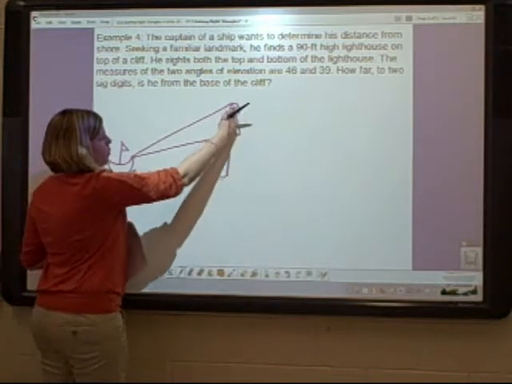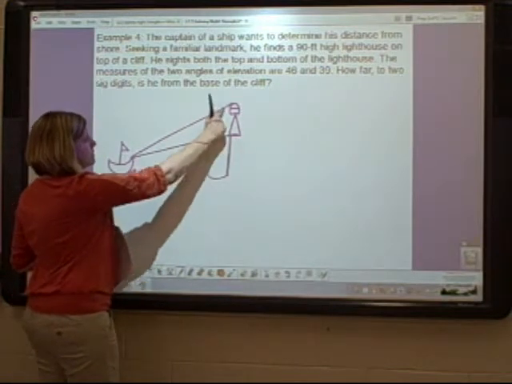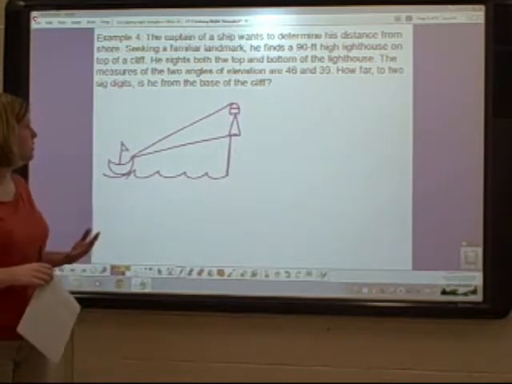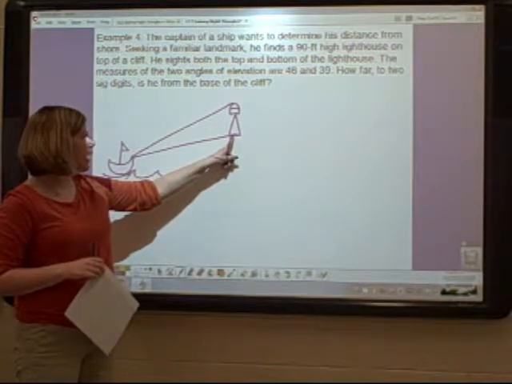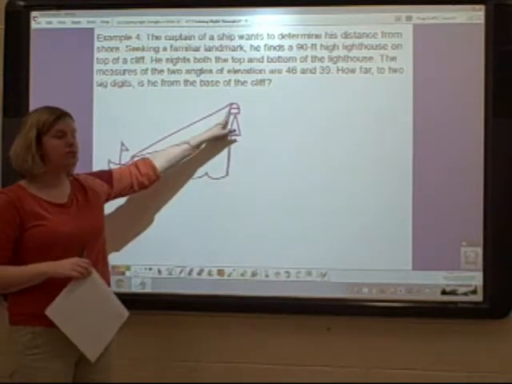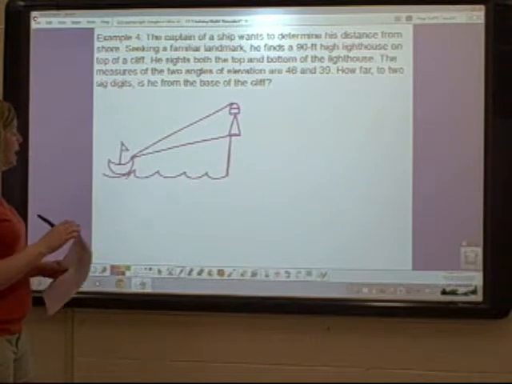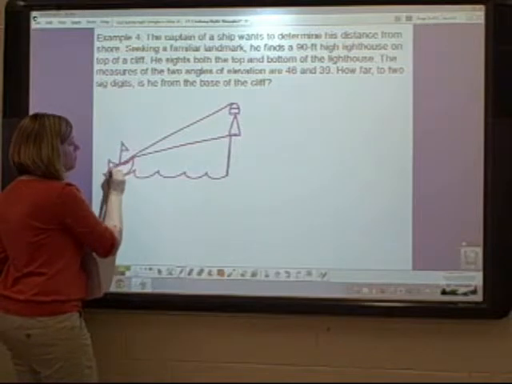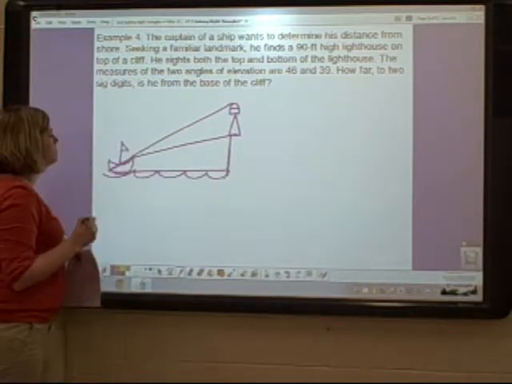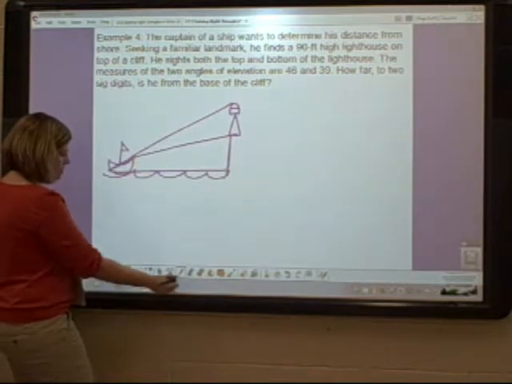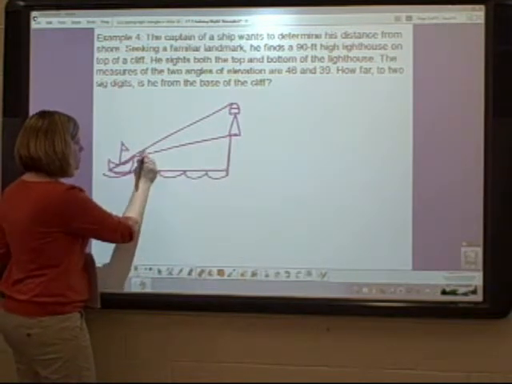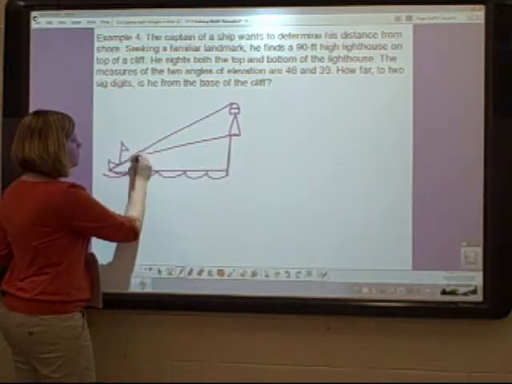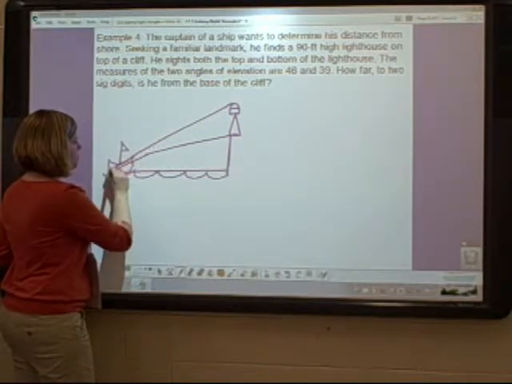So one of my right triangles is obviously bigger than the other right triangle that I have. So I have two right triangles here. One of them is looking up at the bottom of the lighthouse. The other one is looking at the top of the lighthouse. And I have two angles of elevation. Let me extend my line here. So there's my triangles. Let me fix this. Not a very good line.